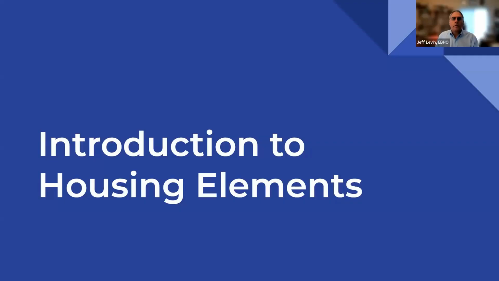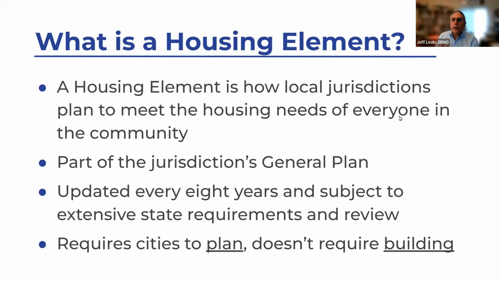Good afternoon, everybody. Thanks for being here. So let me just start with what is a housing element. A housing element is the local plan for how the jurisdiction will meet the housing needs in the community. It is part of a jurisdiction's general plan. General plans have multiple elements to them, covering a host of things: transportation, land use, open space, and so on. The housing element, though, is covered by a lot more requirements for both content and process than the other parts of a general plan. And most importantly, it's the only element that needs to be approved by the state. So there are some really strong requirements here.